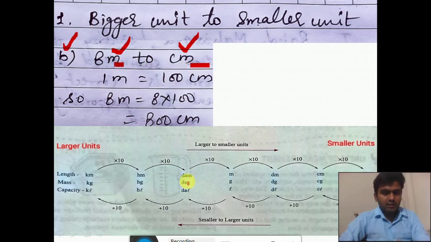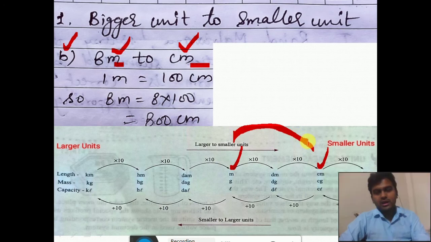Look at this diagram. Where is the meter written? Here the meter is written. Where is the centimeter written? Centimeter is written here. Meter, centimeter. So larger unit to smaller unit. Where do we have to move? We have to move from larger unit to smaller unit. That you have to identify by reading the question, and before that you have to learn this diagram. So meter to centimeter, we are moving from larger unit to smaller unit.